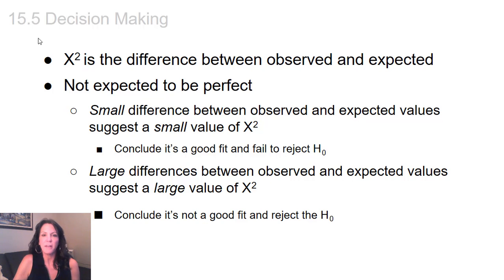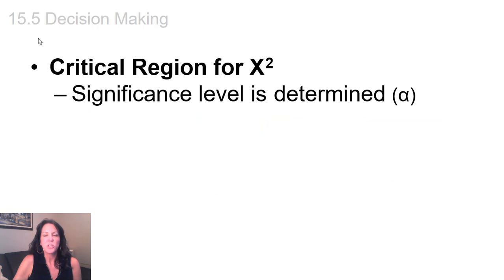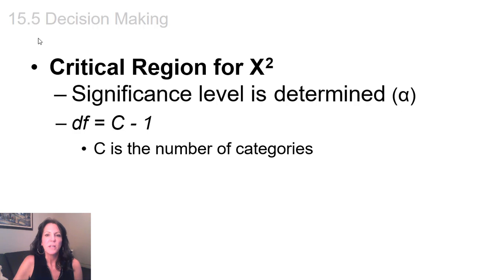And then we conclude that it's a good fit and we fail to reject the null hypothesis. But when there's a large difference between what we observe and what we expect, that suggests a large value of chi-squared. And that's when we conclude it's not a good fit and we reject the null hypothesis. So the critical region for chi-squared starts with determining what is our significance level, 0.05 or 0.01, and then finding the degrees of freedom, which is the number of categories or the number of groups minus 1. So C, number of categories.